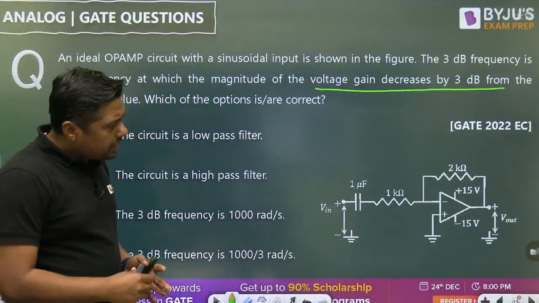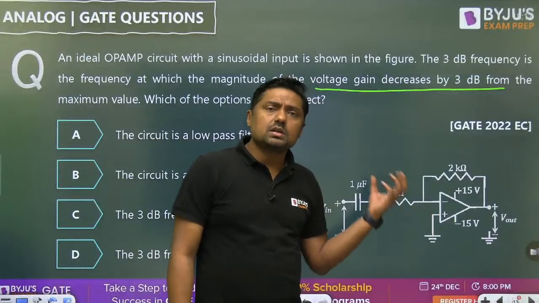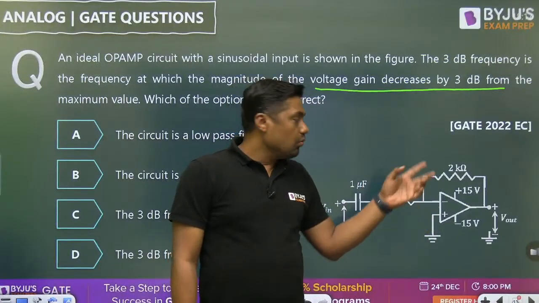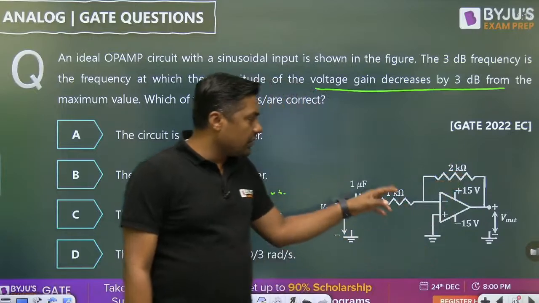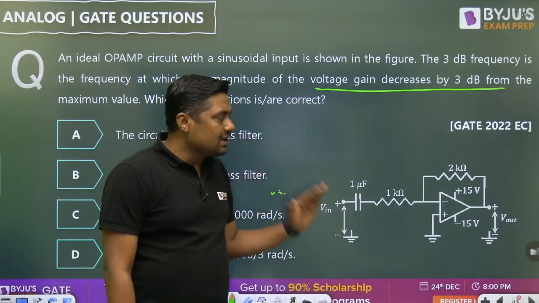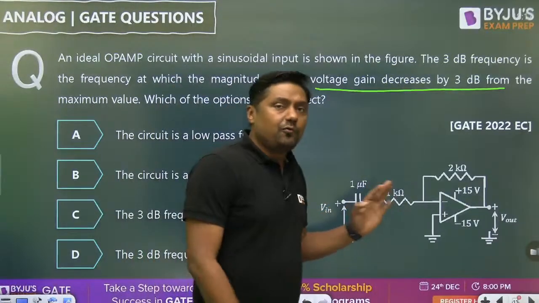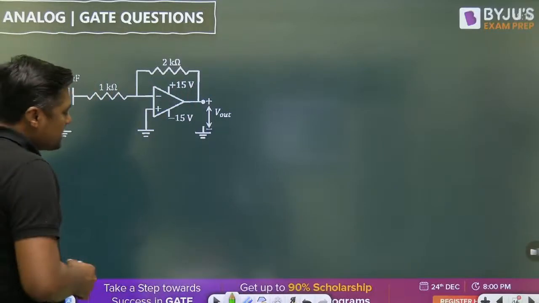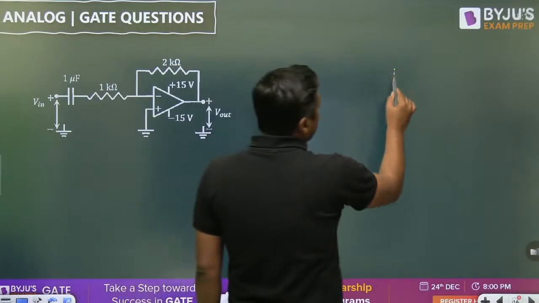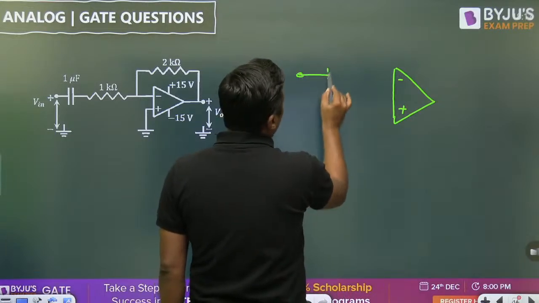It is a standard circuit of a high pass filter. When this 2 kilo ohm is connected here, this 1 kilo ohm is connected here, and one capacitor is connected here, that is nothing but the standard circuit of a high pass filter. So what is the basic circuit? This is the modification of this circuit.